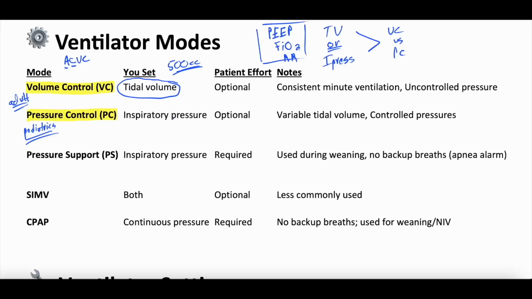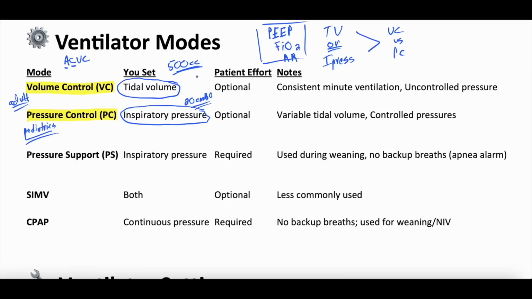This is in comparison to pressure control. In pressure control, instead of the tidal volume, you're setting an inspiratory pressure. You're telling the ventilator, hey, I want you to give about 20 centimeters of water above the PEEP every time you give a breath. And if we think about what this means, if you were in volume control and you're setting the tidal volume, the variable you are not controlling is the pressure that tidal volume creates.